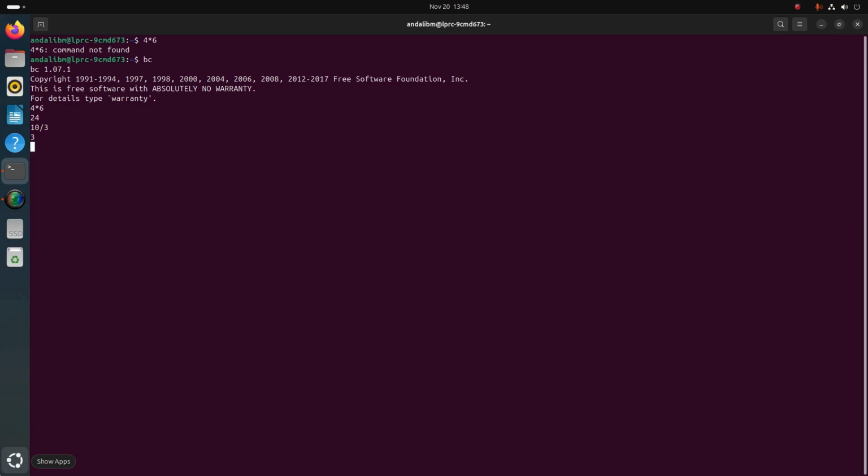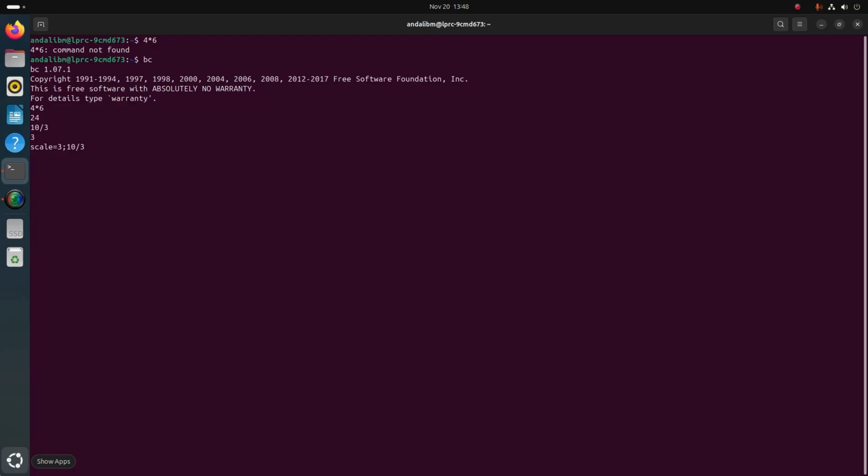Now here, when I say 10 over 3, it just returns the integer part of it. But if I say scale equals 3, semicolon, and then 10 over 3, what is this? First of all, the semicolon that I use here is allowing me to add another line right after this. So here, these are two separate lines of command. So to put them all in the same line and separate them, I use semicolon.